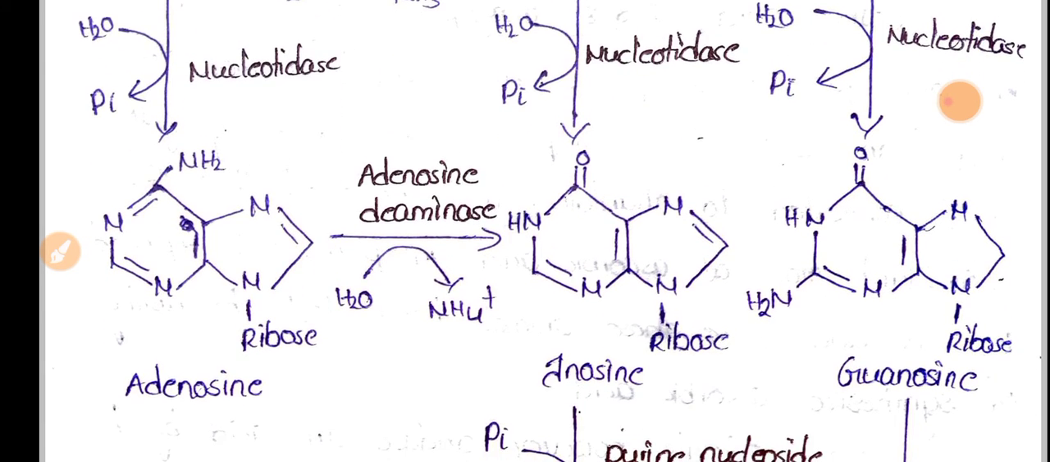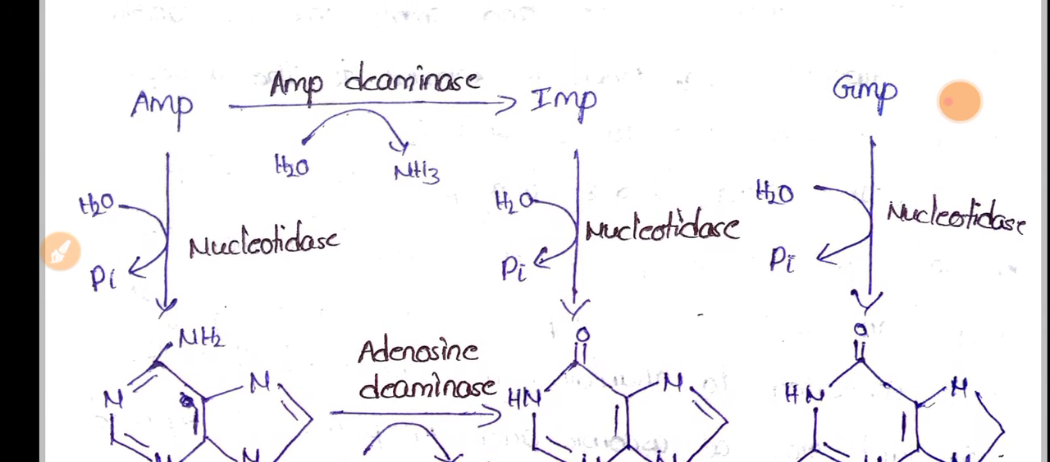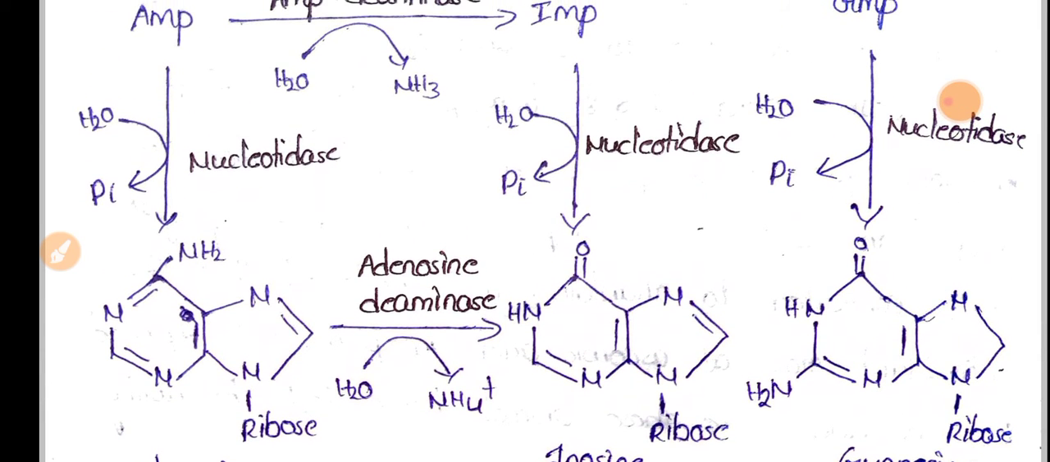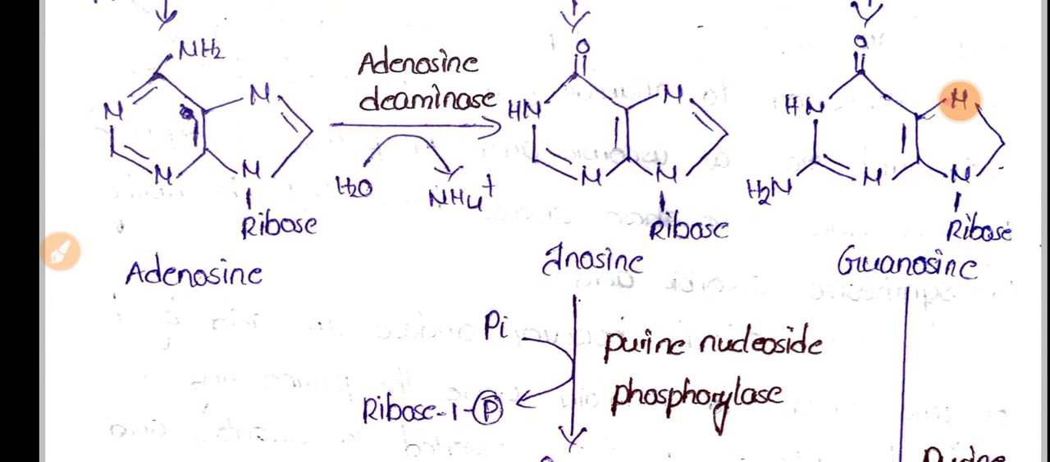AMP is converted into adenosine by the enzyme nucleotidase. Similarly IMP is converted into inosine, and GMP is converted into guanosine. So here the common enzyme is nucleotidase. This enzyme converts AMP into adenosine, IMP into inosine, GMP into guanosine. Now this adenosine is again converted into inosine by the enzyme adenosine deaminase.